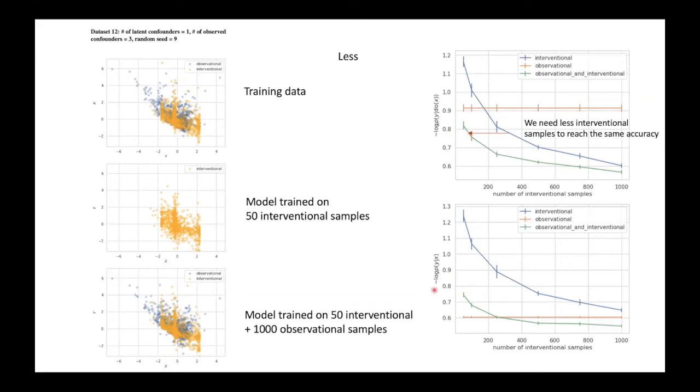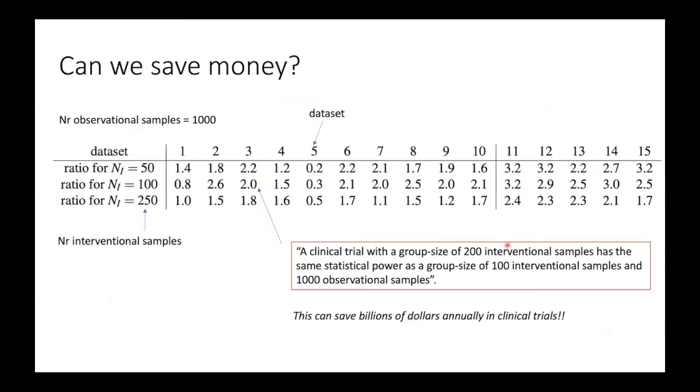And this is the same, but now for the conditional observational distribution, we also see a somewhat similar effect. I should say that this is somewhat cherry picked. There are also examples where this benefit is less clear. Now the question is, can we save money? So in other words, if we include observational data in our clinical studies, can we actually use fewer interventional samples?